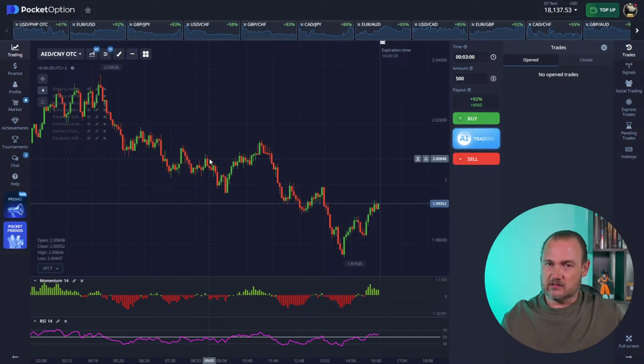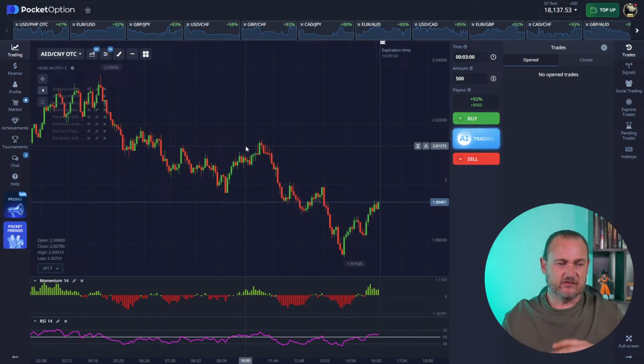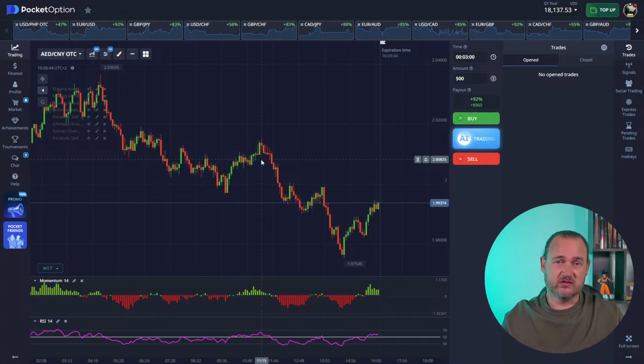So yeah, we're never going to play a single candle when we're using momentum. If you're on a 5-minute chart, you're going to do 15 or 20 minutes. If you're on a 1-minute chart, you're going to do 3 or 5-minute expiry time. You can also use this on all different time frames.